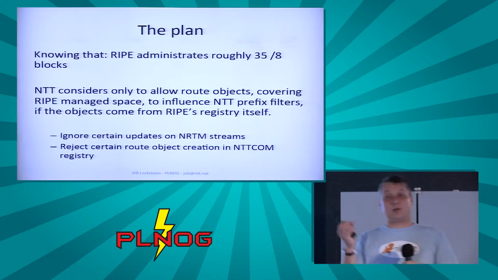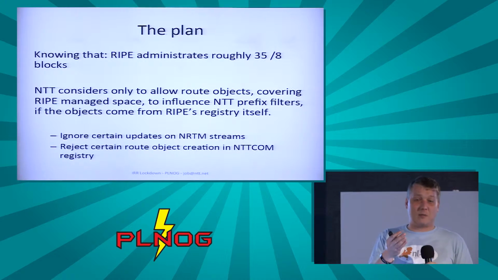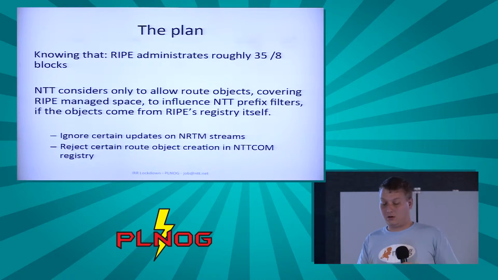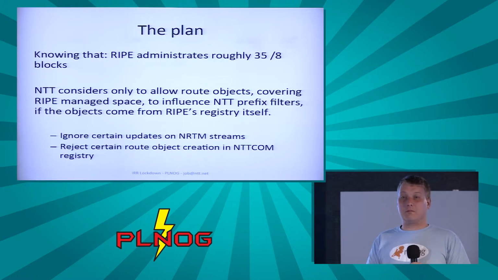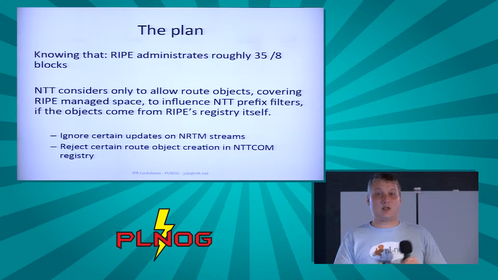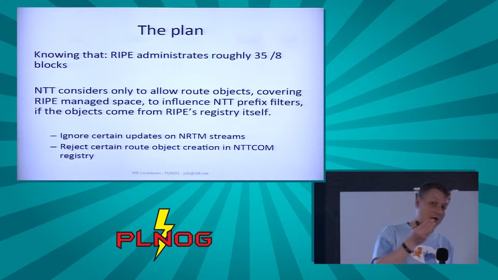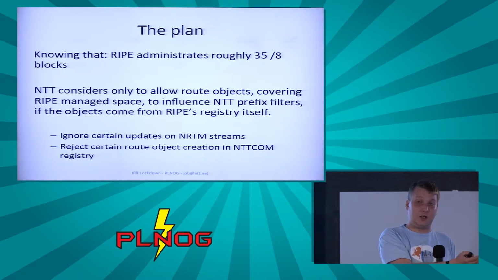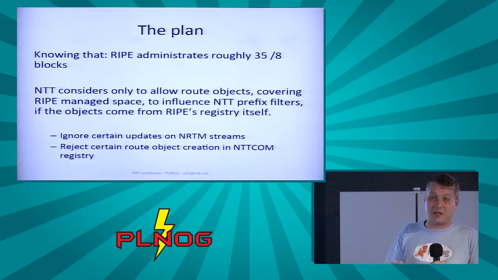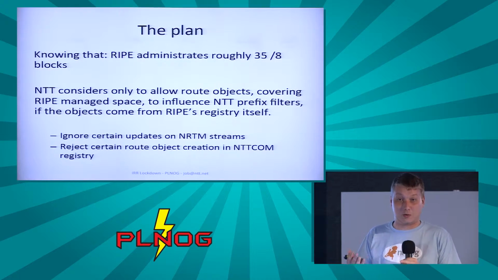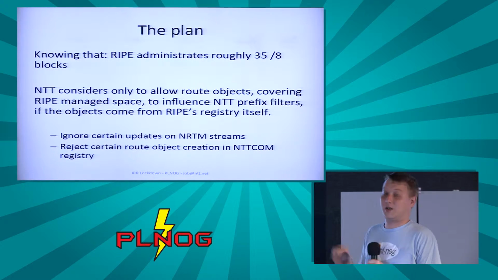So knowing that RIPE got from IANA roughly 35 /8s, why would we not stop accepting route objects covering those 35 /8s from different sources? In other words, put your route objects in RADB, and if they cover RIPE space, I'll ignore them. If you put them in the RIPE database, where I have very strong guarantees this is actually approved, then I will accept them.